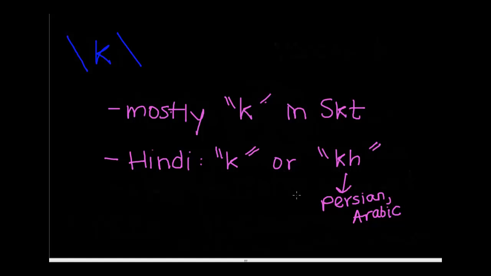Also, the C is rare. For Hindi, C is rare. I have a couple examples of words, and we'll take a look at them right away. C is rare. And yeah, those are just the rules for K. So let's just go to examples and recap all of this. So mostly K in Sanskrit, like the word kama, K-A-M-A. That's a bright color. Kama. Hindi, K or KH. KH if more Persian.